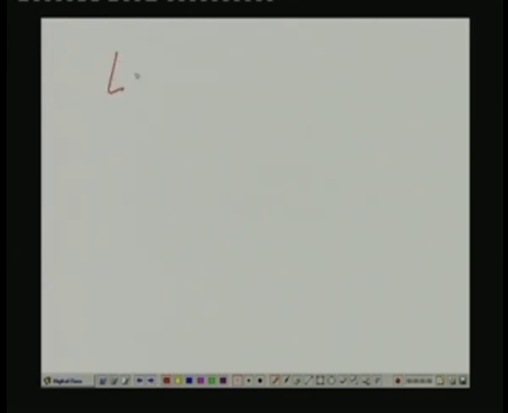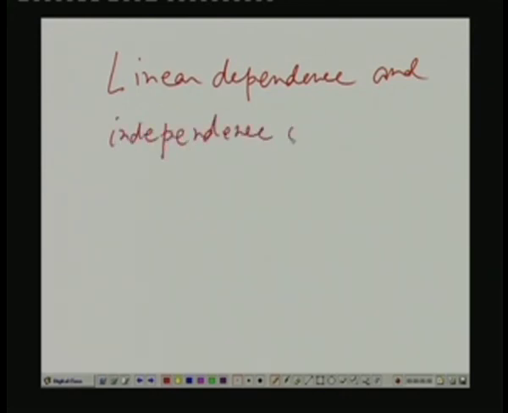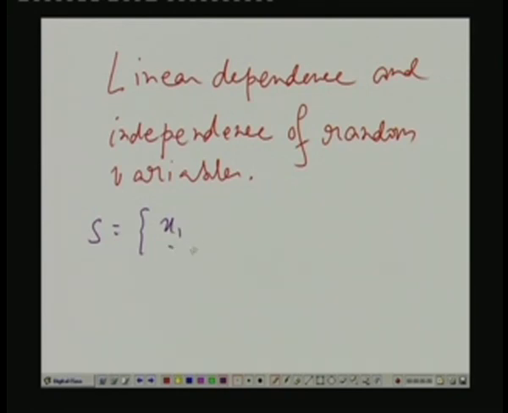That leads to linear dependence and independence. This set x1 to xn is linearly independent.